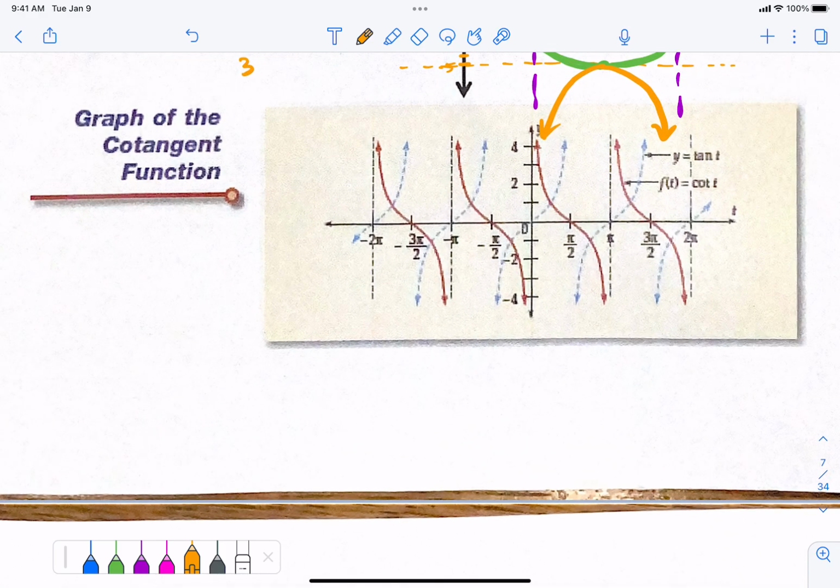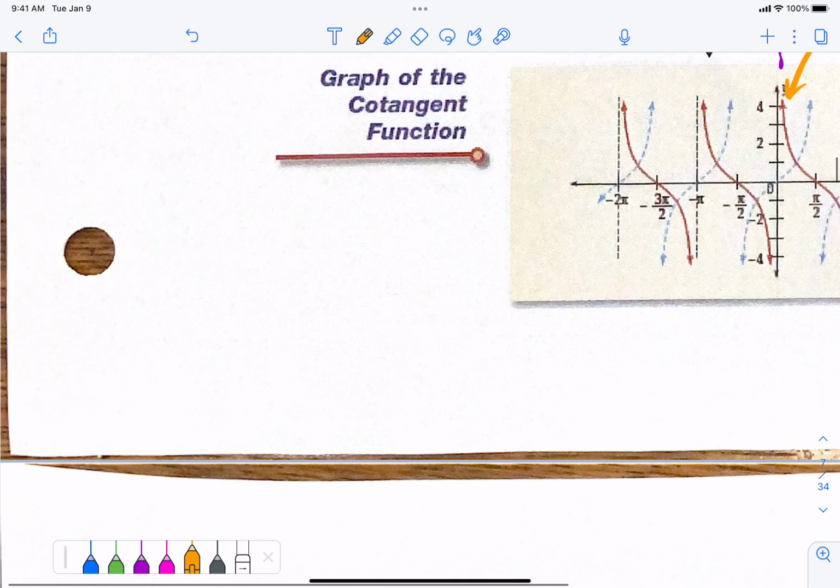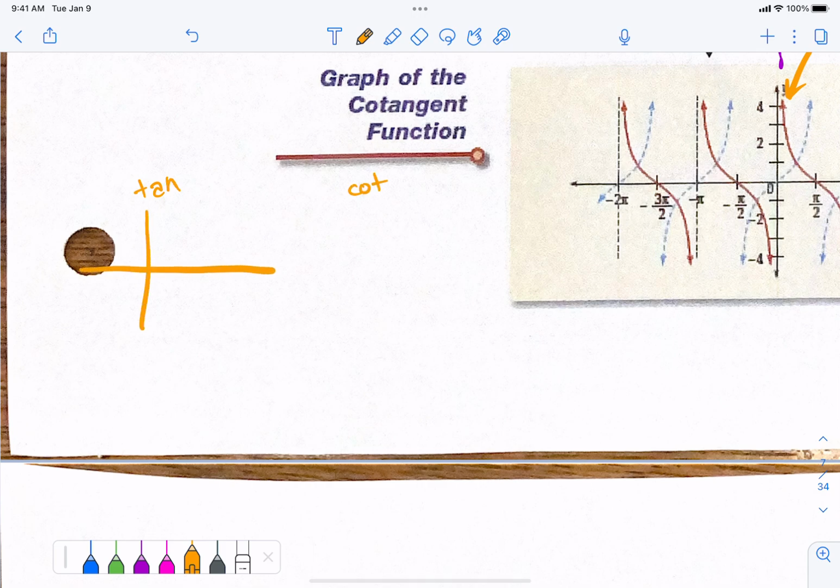All right, here's the deal. Secant and cosecant. When you're graphing those, you're going to graph sine and cosine first. When you're graphing cotangent, you are not going to graph tangent on the same one. Okay? I'm going to graph tangent over here on a different one, just so that we can compare, but I am going to graph cotangent separately from tangent so we can compare.